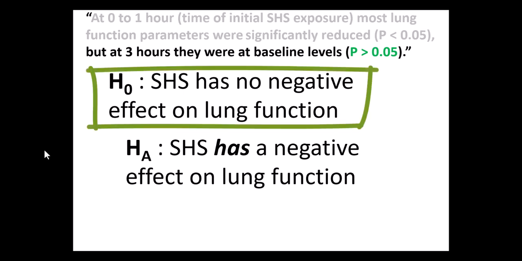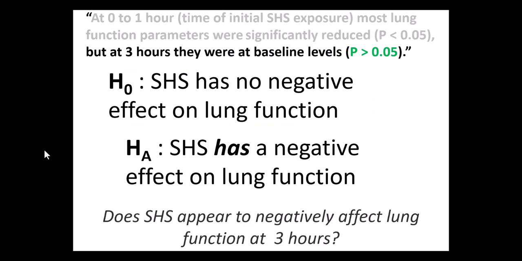And how do we know to believe that secondhand smoke has no negative effect at 3 hours? Because of that p-value right there. Greater than 5% means we have not escaped the 95% confidence interval around the null hypothesis. So at 3 hours, does secondhand smoke appear to negatively affect lung function? No, not at 3 hours. It appears we're back to baseline.